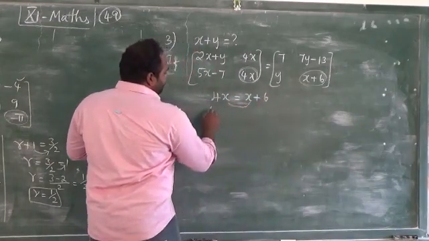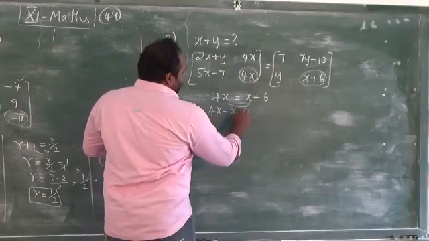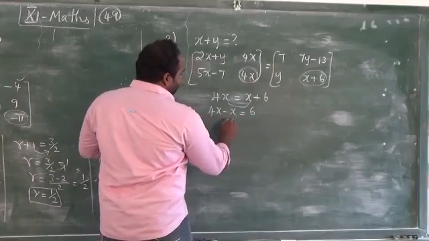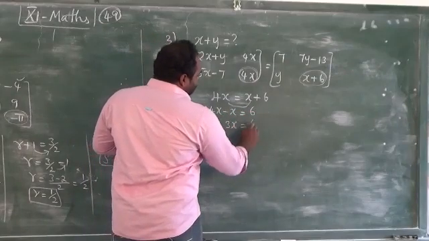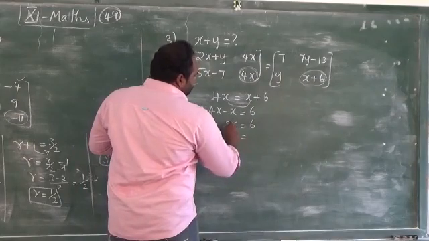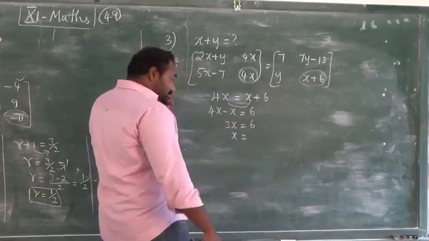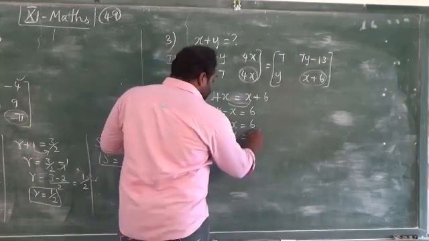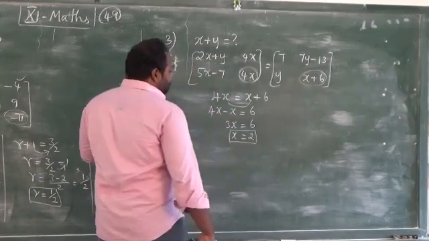Carry x to this side: 4x minus x equals 6. 4x minus x is 3x, equal to 6. So, x equals 6 by 3, which is 2. So, now we got the value of x.